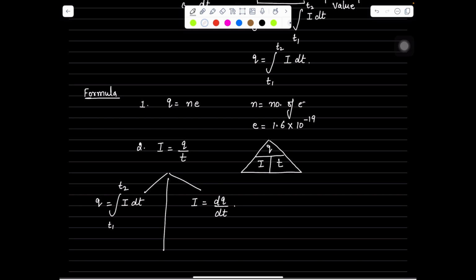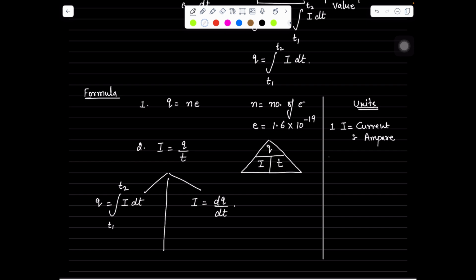Fine, guys? Now, after formulas, we have the second term, which is units. First we have the symbol I, which equals current, and the unit is, yes, tell me, ampere.